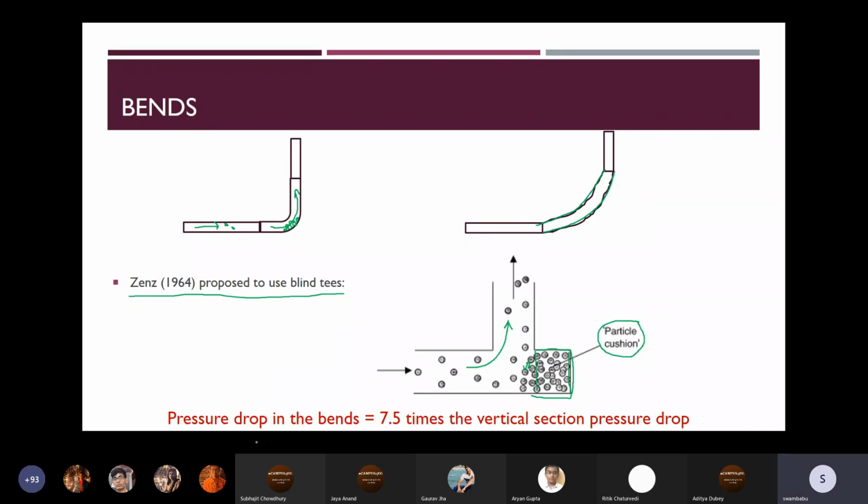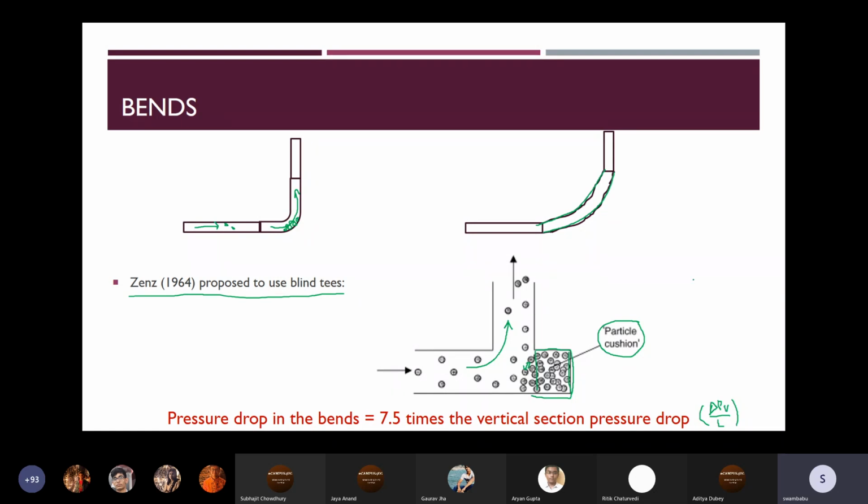So pressure drop in the bends is basically 7.5 times the vertical pressure drop. Vertical pressure drop means delta P by L, here delta P vertical divided by L. Delta P per 1 meter, that is, how much pressure drop is required per meter of distance.